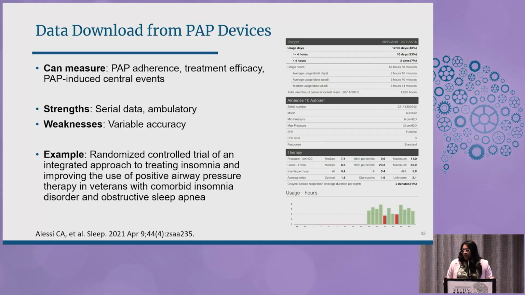So in a study by Alessi and colleagues, their exposure was cognitive behavioral therapy in a group of veterans, some of whom had PTSD, and their outcome was how well the cognitive behavioral therapy affected insomnia, but also adherence to CPAP. So they found that cognitive behavioral therapy both improved insomnia and, in many veterans, adherence to CPAP as well.